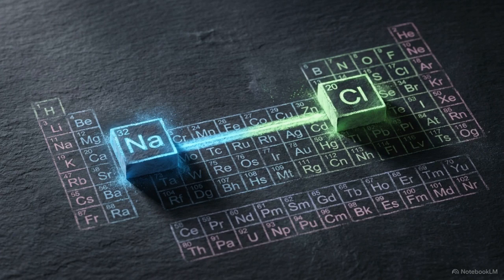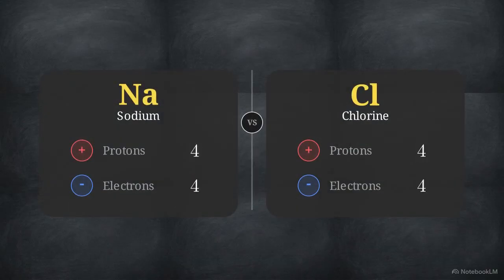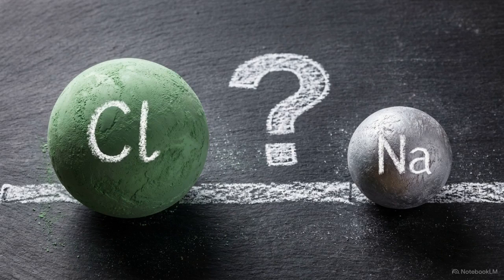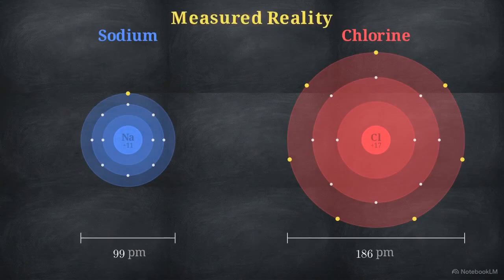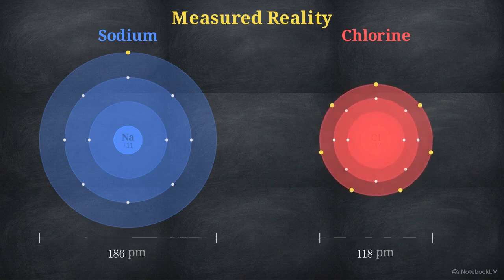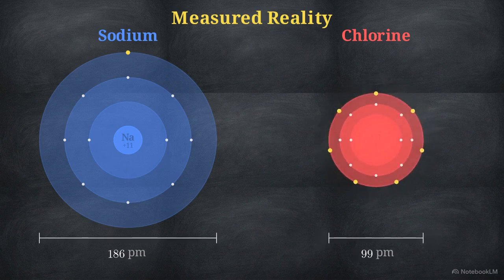Take sodium and chlorine. On the periodic table, these two elements sit in the same horizontal row, known as a period. Chlorine has 17 protons and 17 electrons, while sodium only has 11 of each. Physical intuition suggests that because chlorine contains more total matter, it should be the larger of the two, but the data shows the opposite. Sodium is the larger atom.